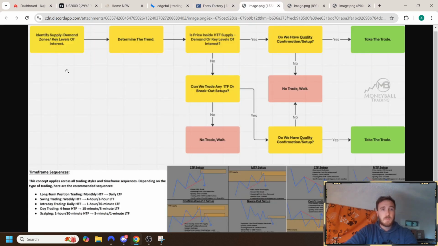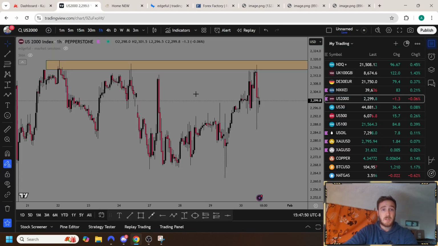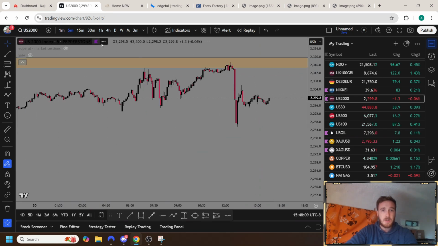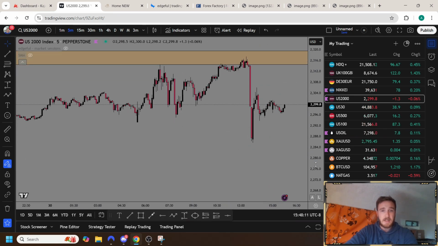First thing we do, we draw our areas of higher time frame zones and we determine the trend. So in this case, we had a very clear resistance line, right? We had sellers stepping in here, here, here, here, 3-4 times previously. So when prices return back up into it, I want to be looking for selling opportunities. So prices come back up into it. We go down to our 5-minute time frame.